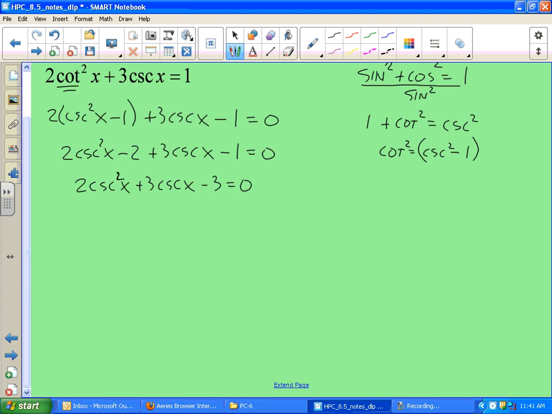And I don't think we can factor that guy. So what we should do is, let's go ahead and do the quadratic formula. So we're going to say that cosecant of x would equal negative b plus or minus the square root of b squared minus 4 times 2 times negative 6. So we're going to actually have plus 24, all over 2 times 2, or 4. So we get negative 3 plus or minus the square root of 33 all over 4. Those are what my cosecant x values are.